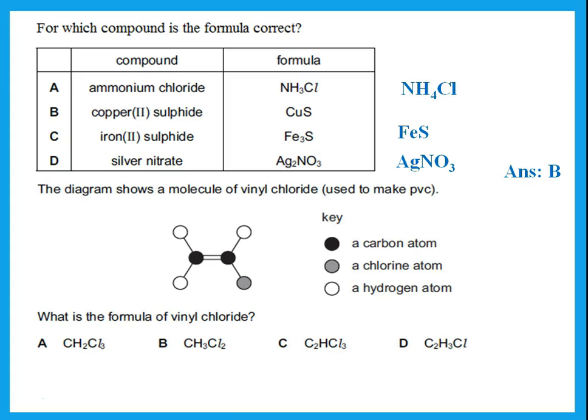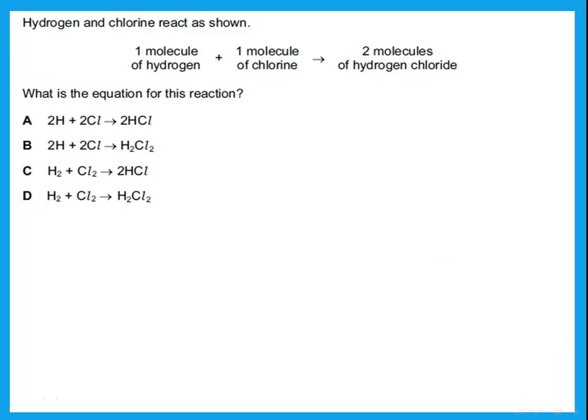Okay, the diagram shows a molecule of vinyl chloride. What is the formula of vinyl chloride? Again, he already gives me a key here, so I don't need to guess what each ball means. So that means I have 2 carbons, 3 hydrogens and 1 chlorine. So which one says that? That's D. 2 carbons, 3 hydrogens and 1 chlorine.